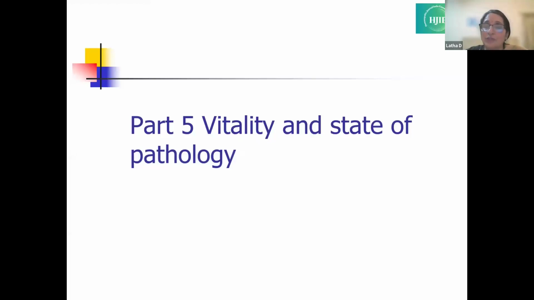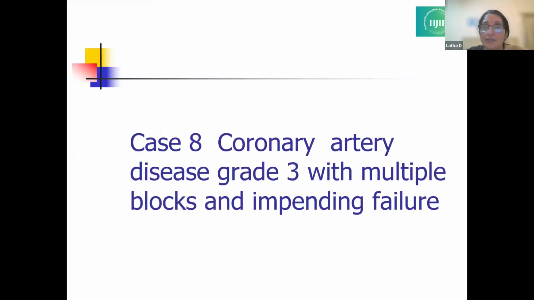Next, we come to the fifth coordinate, vitality and state of pathology. This is a case of coronary artery disease, grade 3, with multiple blocks and impending failure.